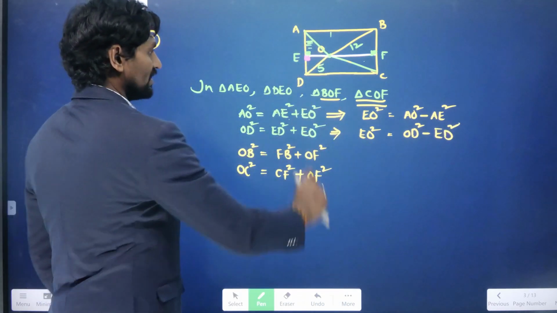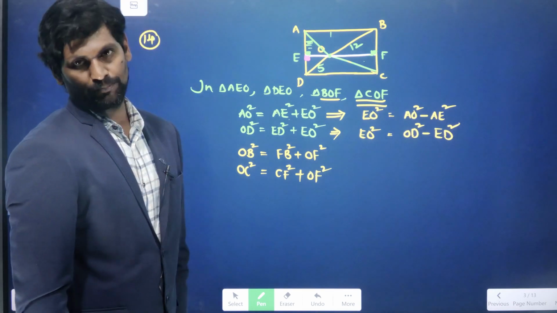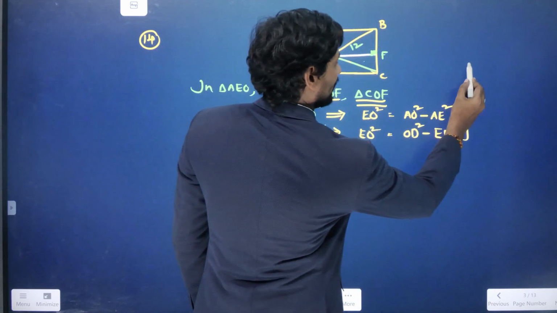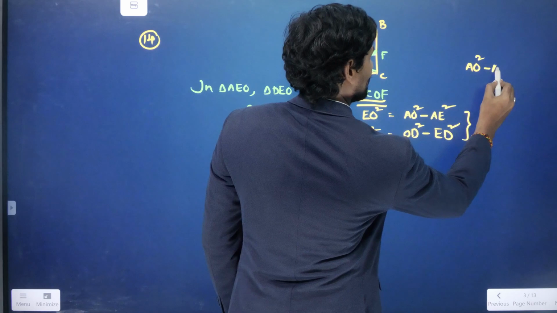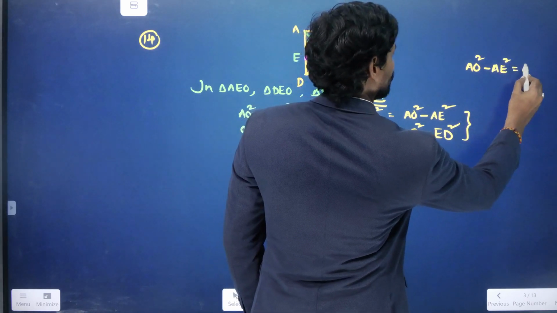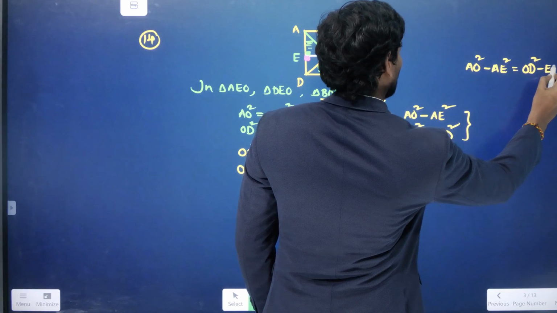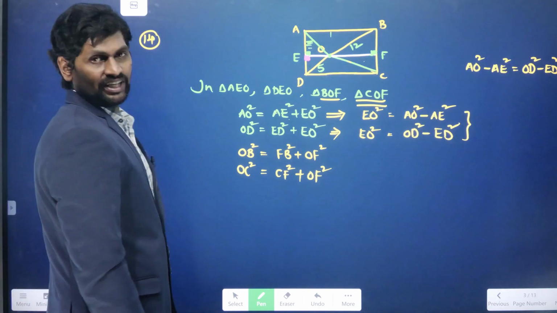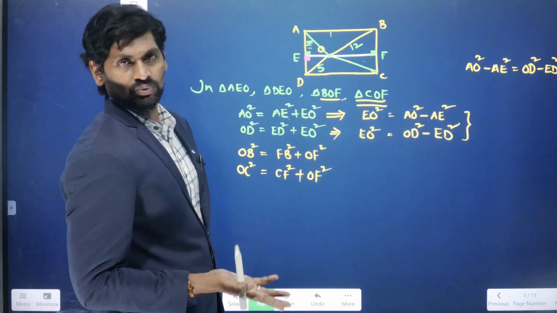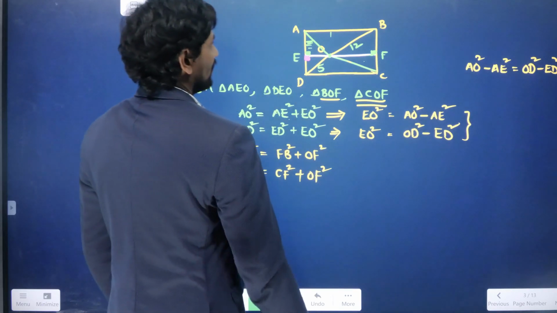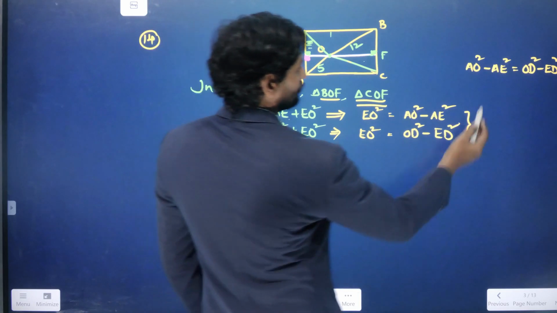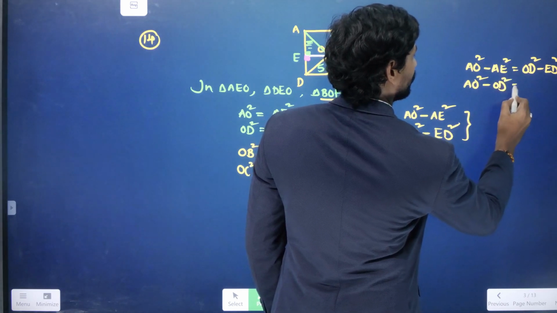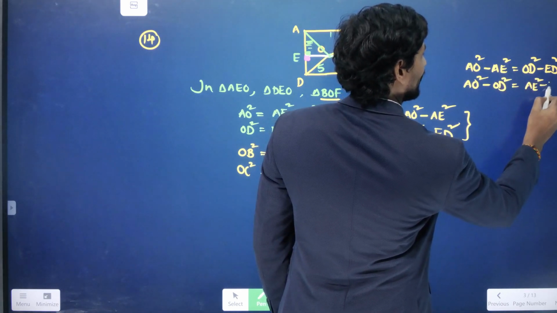When both LHS parts are equal, we can equate the RHS parts. So from these two I can write AO square minus AE square is equal to OD square minus ED square. Now, AE square and ED square can be equal or not, we cannot say exactly, but let us bring this over: AO square minus OD square is equal to AE square minus ED square.